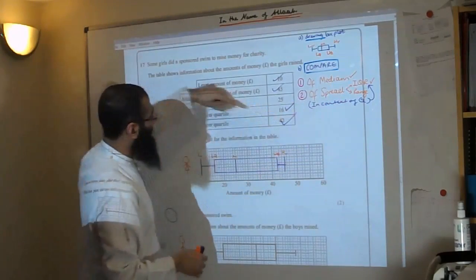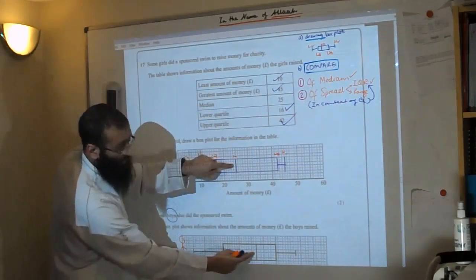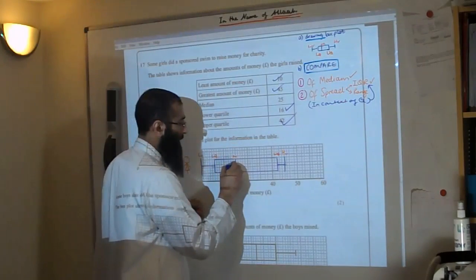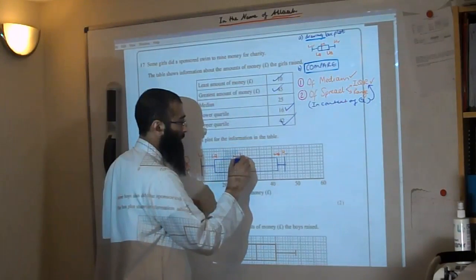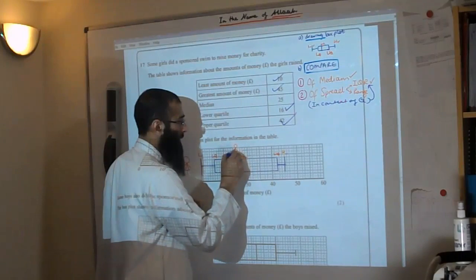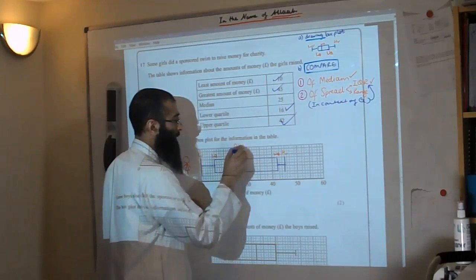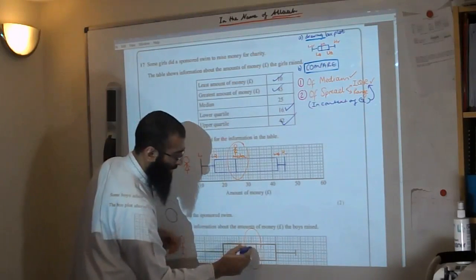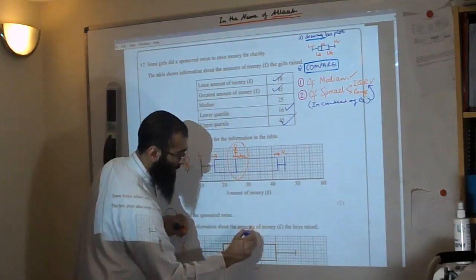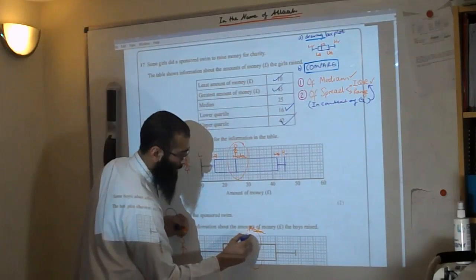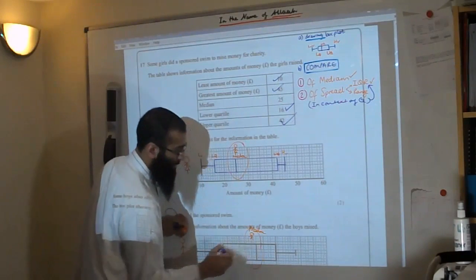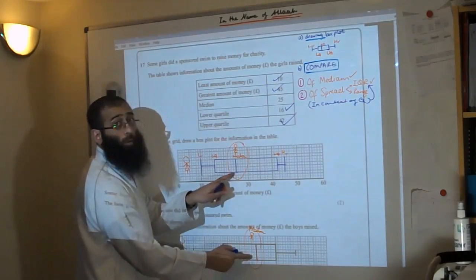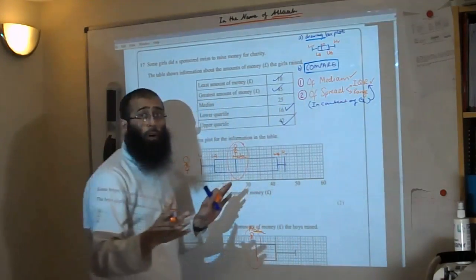Now the median, we need to compare this value with this value. So that's the median of the girls. That's the median of the girls. We were looking at this value here, and this is the median over here for the boys. Okay, so this value here. So we'll be comparing these two values for the first mark.